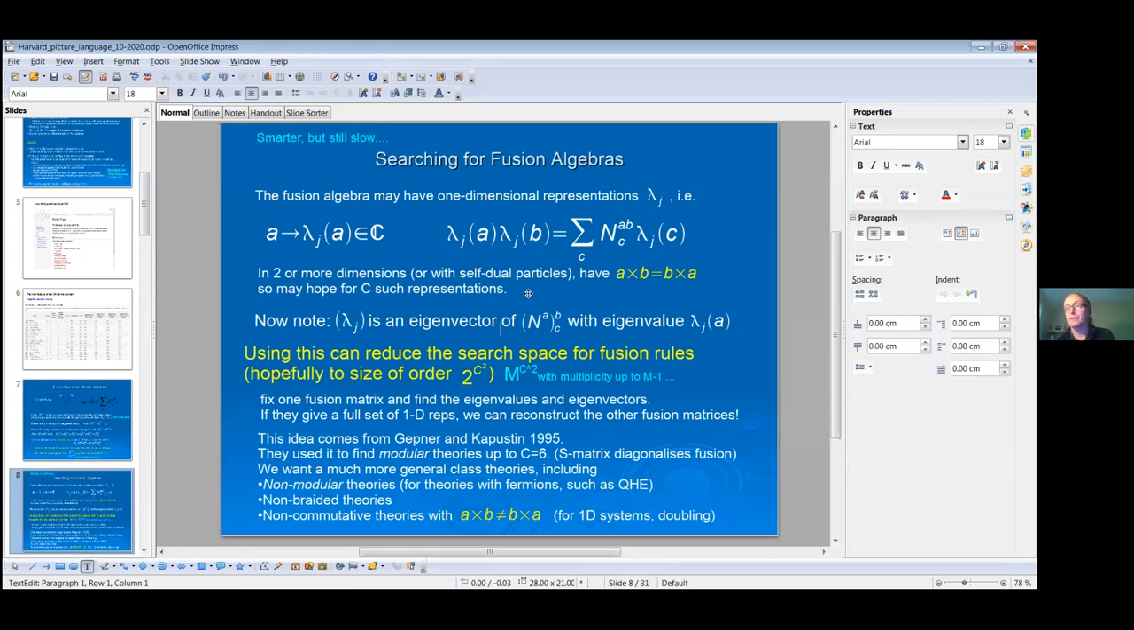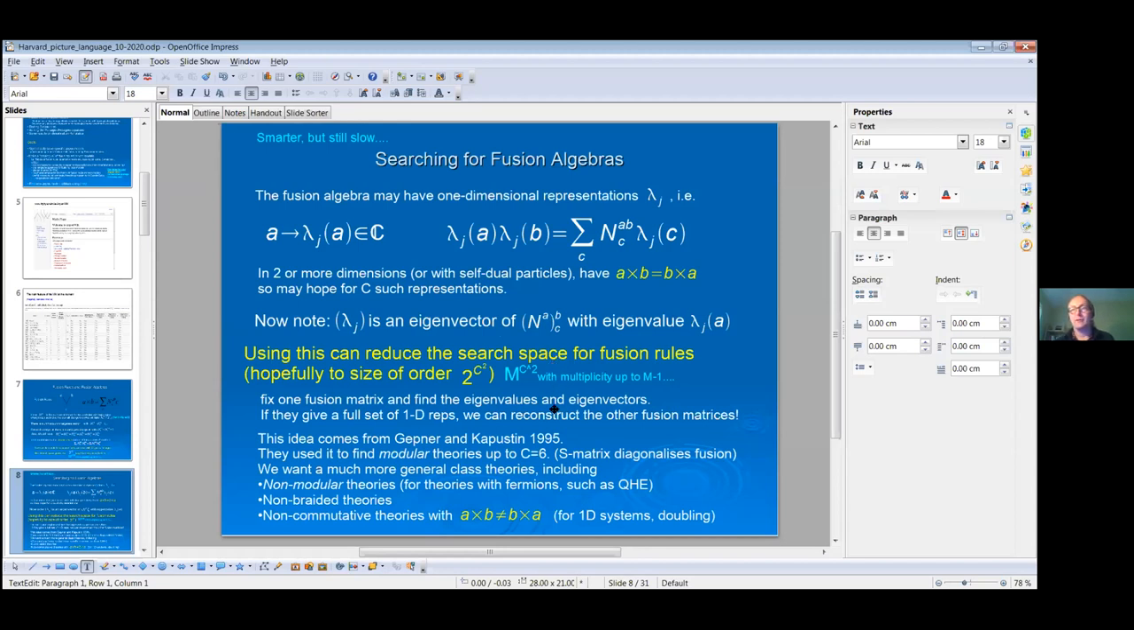And once I know the eigenvectors, of course, that's the same information as having all the fusion matrices. So what I can do is I can fill in only one fusion matrix, find these eigenvectors, and hopefully there are enough unique ones that I can reconstruct all the other fusion matrices.